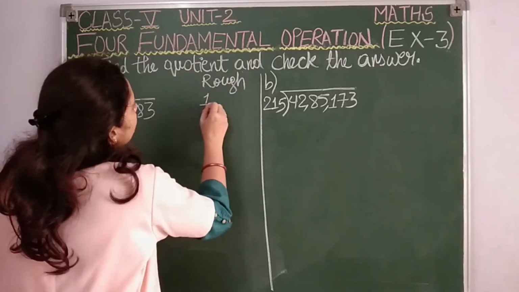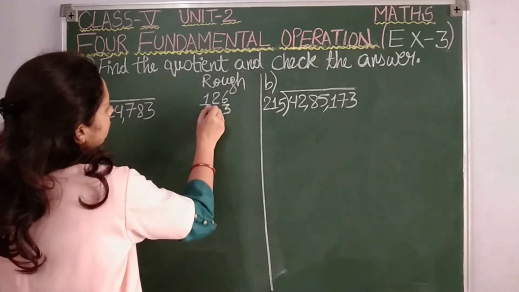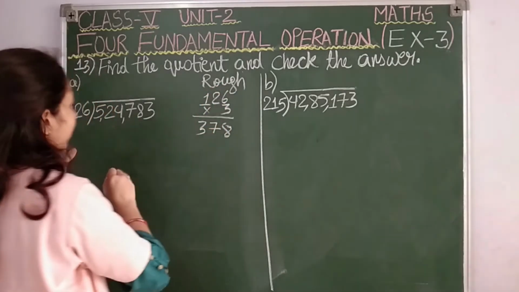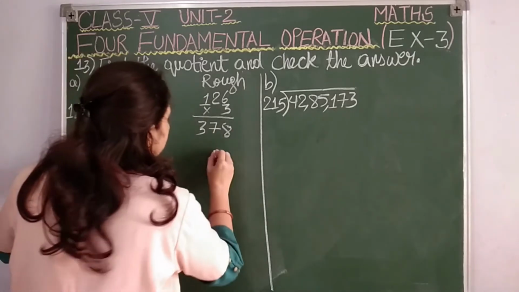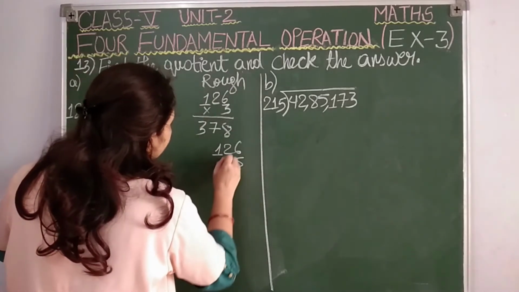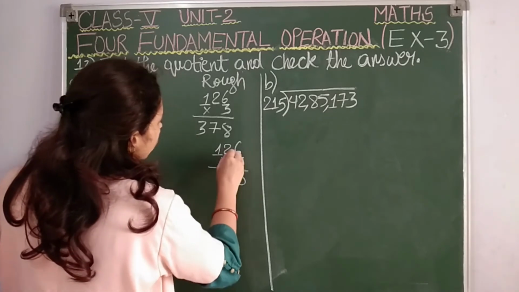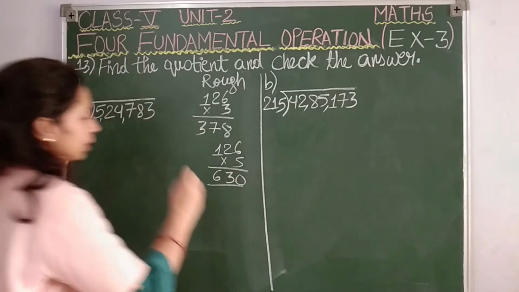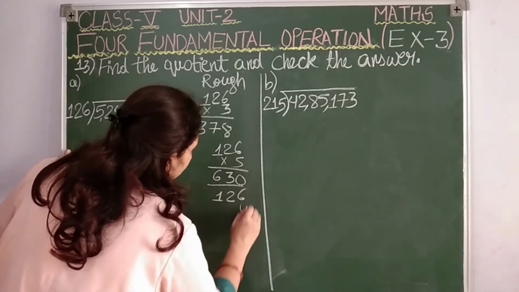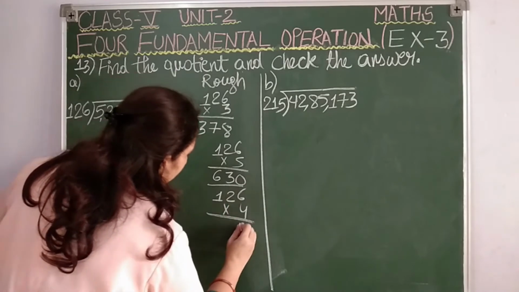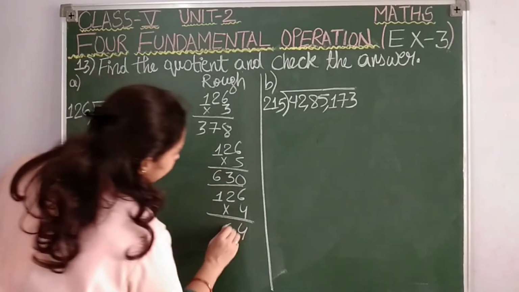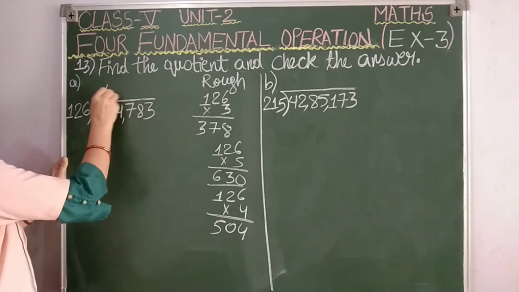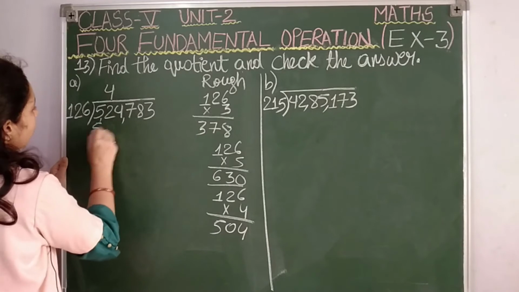So 126, students. Let me multiply 126 with 3. 3 6s are 18. 3 2s are 6, 7, 3 1s are 3, 378, but I want 524, so let us try another number. 126, 5 6s are 30, 5 2s are 10, 11, 12, 13, 5 1s are 5, 6, 30. It is greater, means surely we can take 126 4s. 4 6s are 24, 4 2s are 8, 9, 10, 4 1s are 4, 5. 504 we are getting, students. So that means 126 4s are 504.